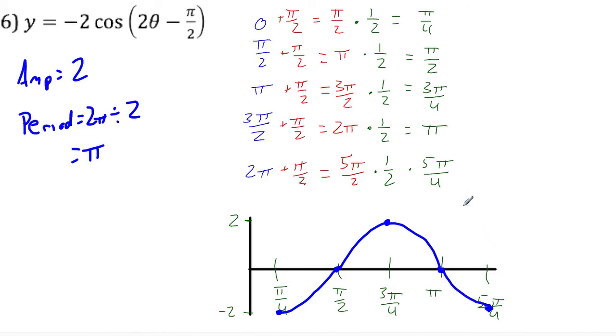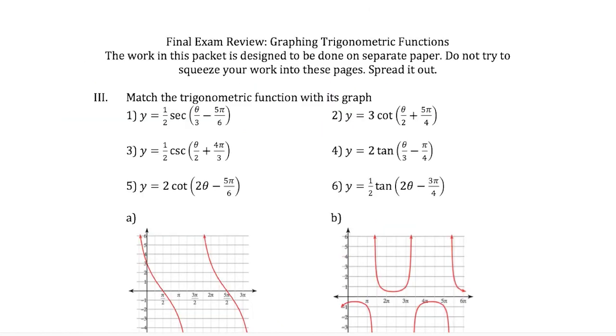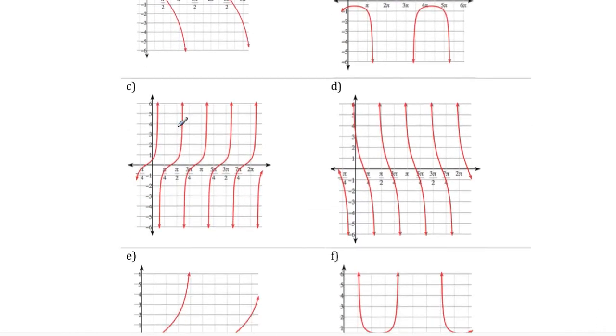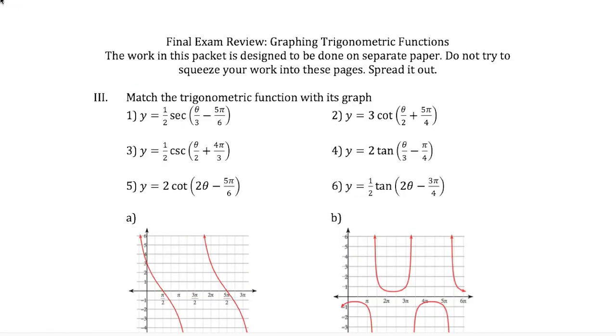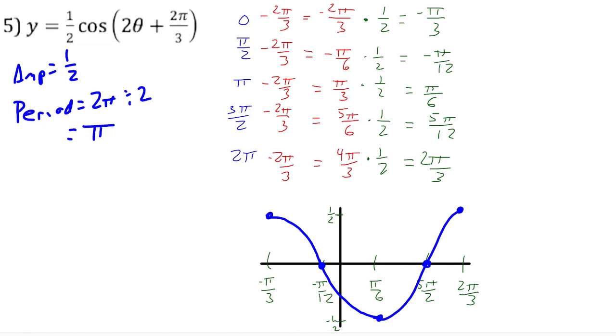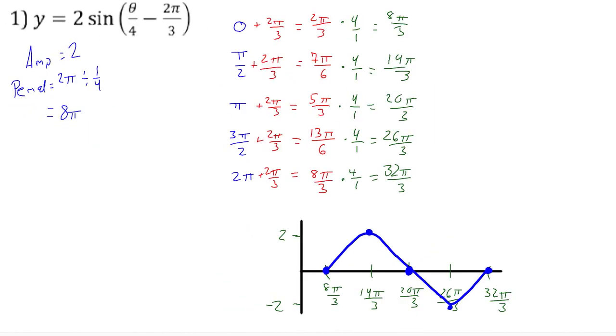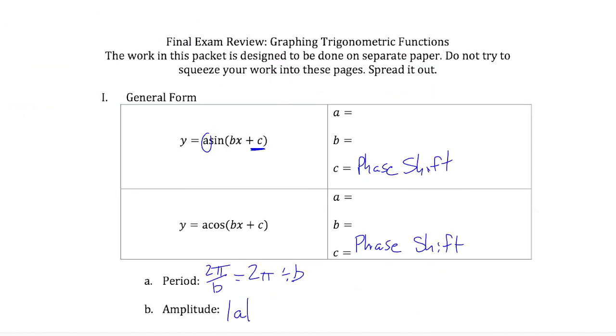So you're going to have to graph by hand, so make sure you understand that. Make sure you know how to find the period and the amplitude. And in terms of your final exam, you don't have to worry about other trigonometric functions. So as long as you focus on sine, cosine, amplitude, and period, then you are set for your final exam.